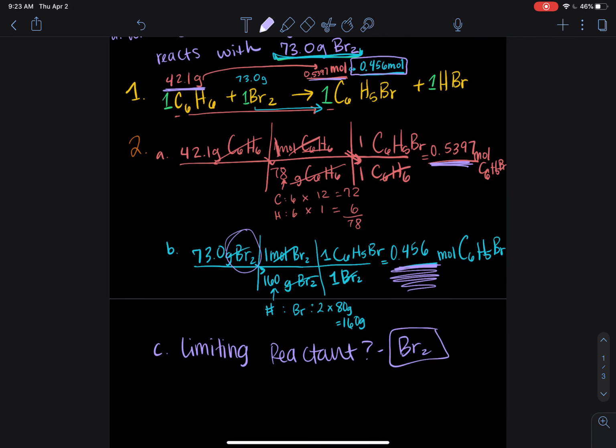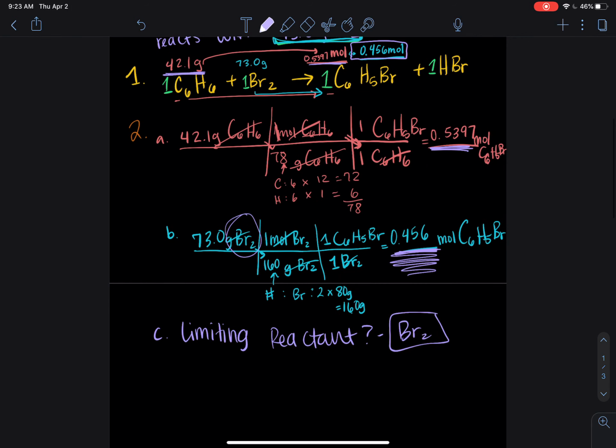You compared 0.5397 and 0.456, and you said 0.456 was the lower number. So therefore, bromine ran out first because it made the lower amount of product. So it ran out. You can't make any more because it's done. So that means that bromine is your limiting reactant.